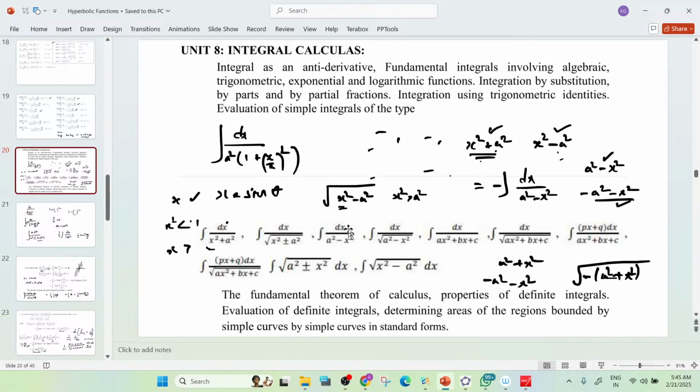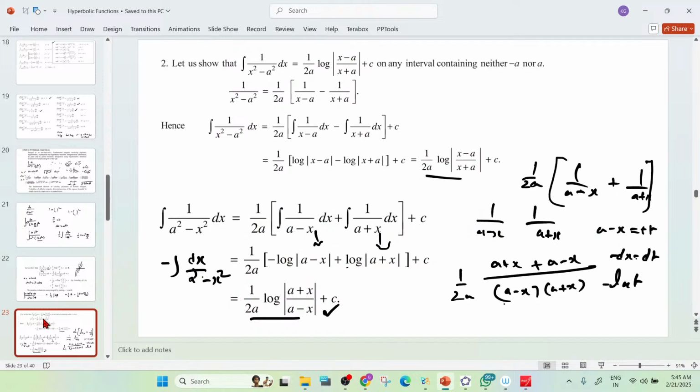We have done this one also. So far we have done these ones without the square roots. What have we done? In the first case, what is the substitution you did? x equals tan theta. In this case, what did you do? You did partial fractions. You just split it.